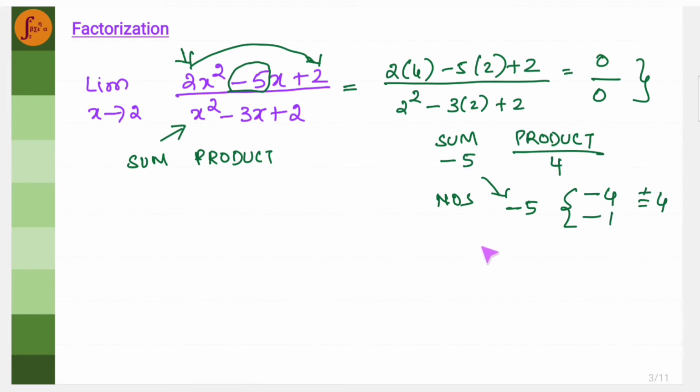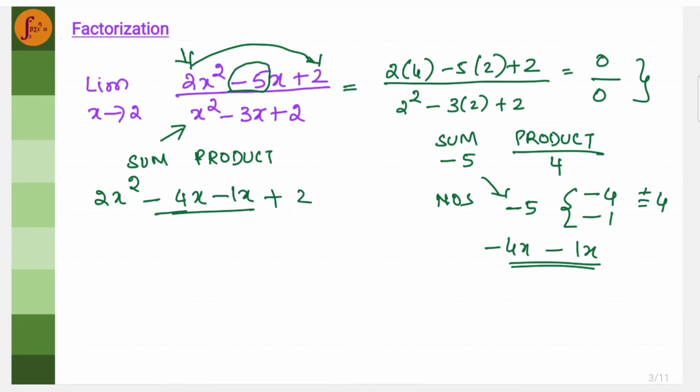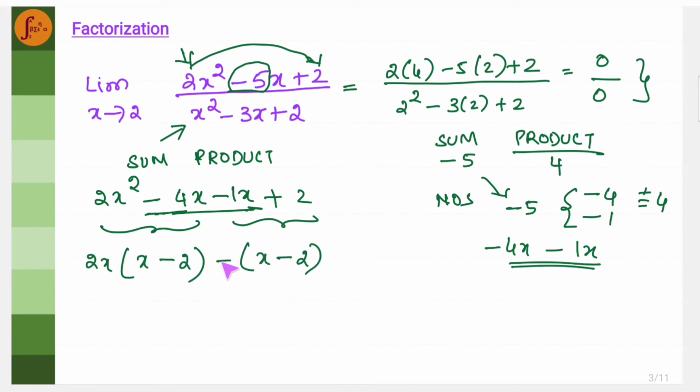So we will get minus 4x and minus 1x. We will have to substitute this in place of minus 5x. So we will get 2x square minus 4x minus 1x plus 2. So we've split 5x into two terms like this. Now we will take the common factor between this and this. Common between this and this is 2x. So we'll get x minus 2. We'll take minus as common. So you'll get x minus 2. Why am I taking minus as common?